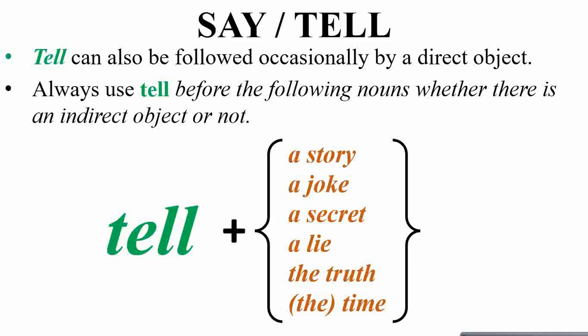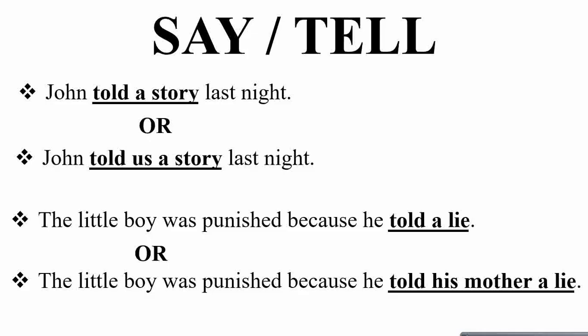Tell is followed by the words a story, a joke, a secret, a lie, the truth and the time. For all these nouns always have the word tell preceding these nouns. So just pause your video here and make a list of all these nouns. Look at the example. John told a story last night. Again the word told followed by a story. Again this is from the list of the nouns we just spoke about.